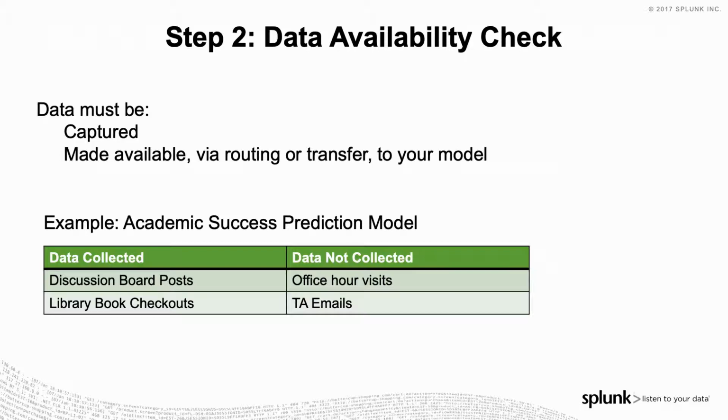For example, if you're looking to model student engagement as a predictor of a student's success, or lack thereof, you might have data about discussion board posts and library book checkouts. But if you lack data about office hours visits or emails to TAs, you might not have enough data to have a good model. Those data points are important to your predictive model, but unless you can capture that data and route it appropriately, there might be a gap in your ability to analyze and predict an outcome effectively.